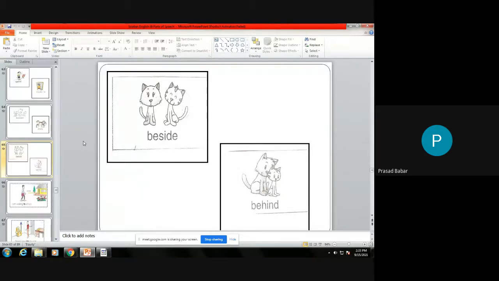So I have my home, or I have my house beside the water tank and water purification tank. I have my house beside the water tank, beside the school, beside the college.